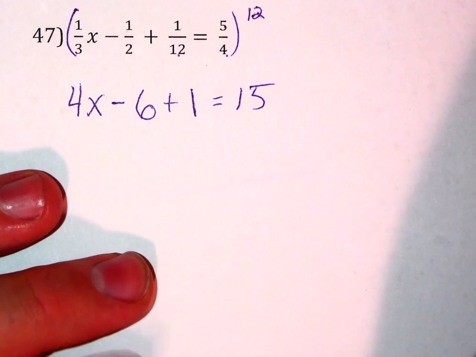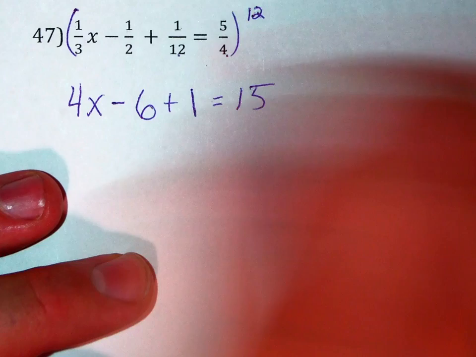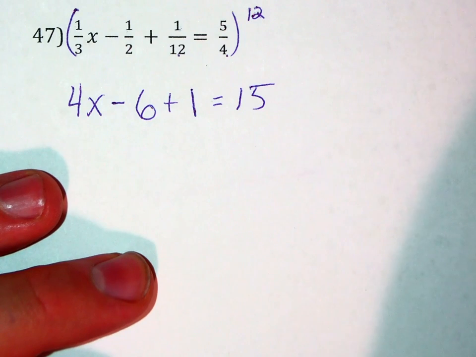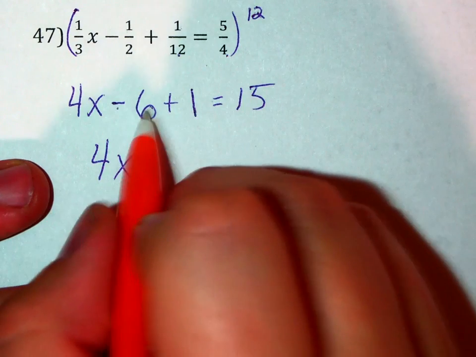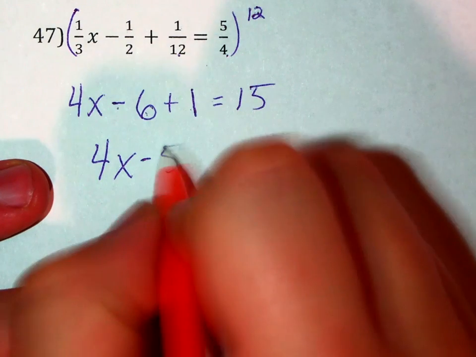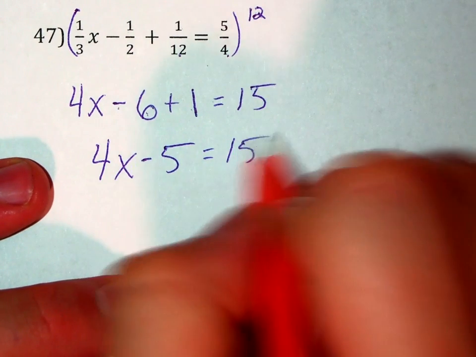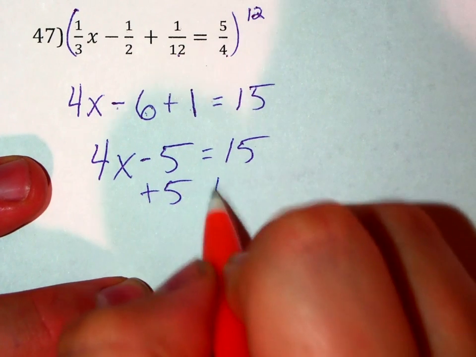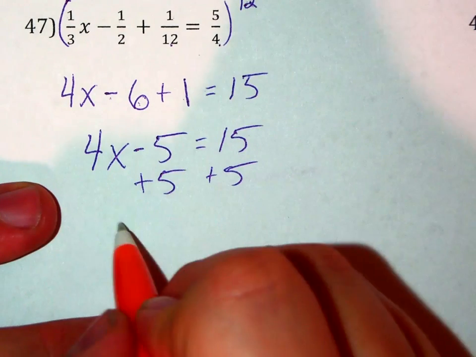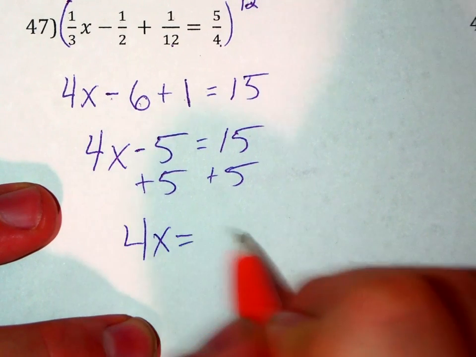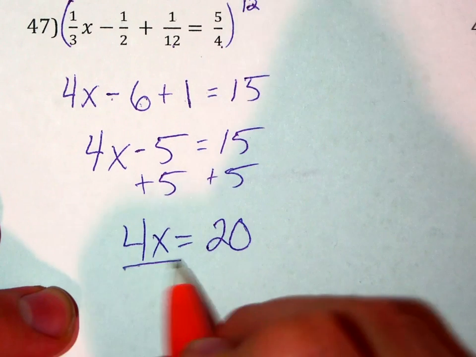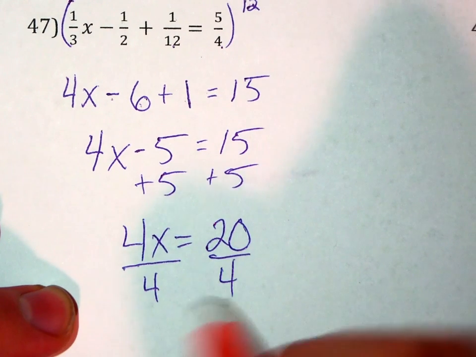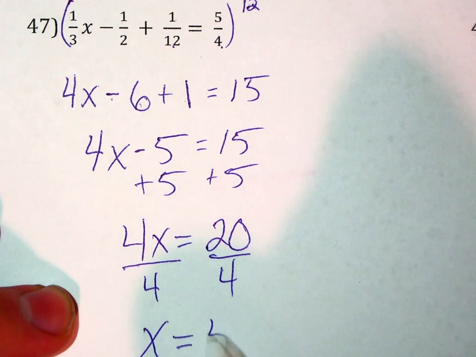So now in one quick step, we have deleted every fraction, and all we need to do is simplify by combining like terms. Don't have any more x's. Negative 6 plus 1 would be negative 5 equals 15. Add 5 to both sides. 4x equals 20. Divide both sides by 4. So x equals 5.